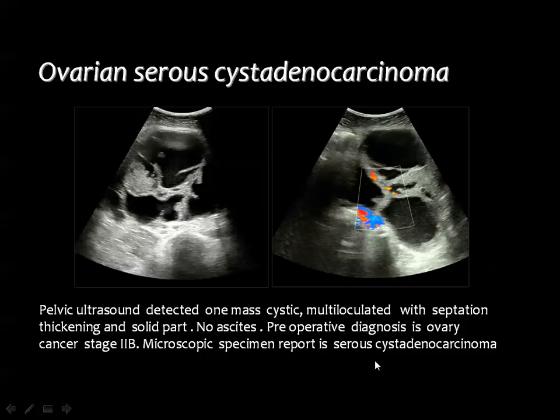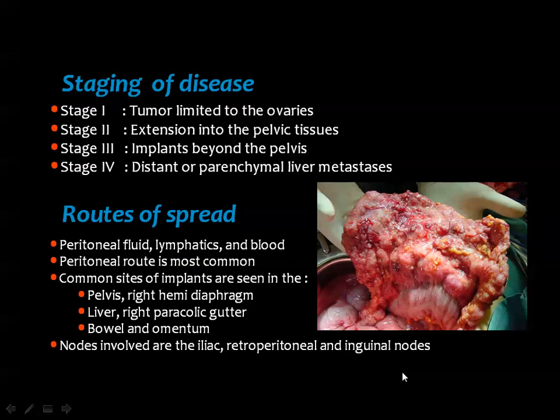And this is an MRI, an ultrasound and Doppler examination for an ovarian cancer, showing a big cystic mass with very thick irregular internal septation and solid component, as well as internal vascularity. The staging of ovarian cancer is very simple. Stage 1 is tumor limited to the ovaries. Stage 2, extension to the pelvic soft tissues. Stage 3, implants beyond the pelvis. Stage 4, distant metastasis. And these are the routes of spread: the peritoneum and hematogenous spread as well.